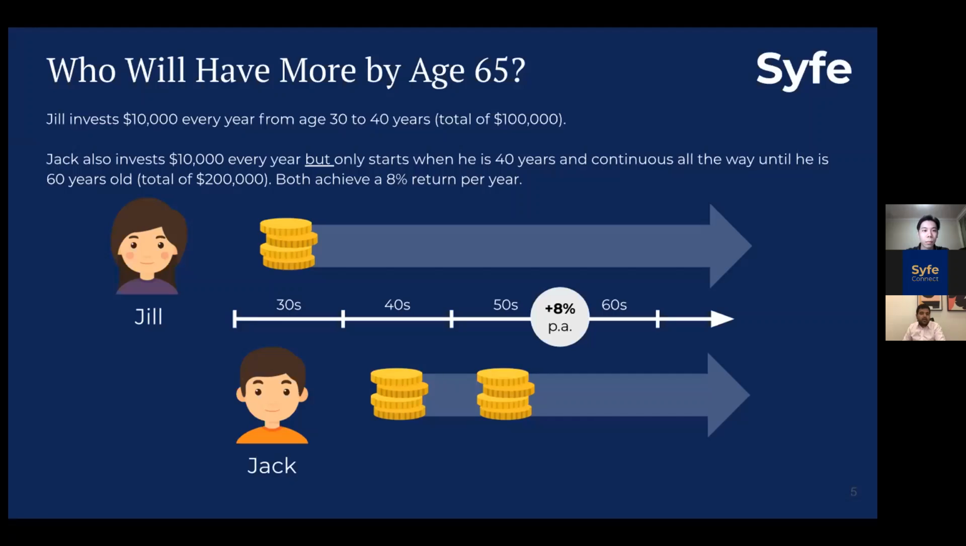Now the question for you is, who of them will have a higher net wealth by the time they turn 65? To put it very simply, they have the same rate of return, but Jill only invests for 10 years, between 30 and 40. Jack invests between 40 and 60. So if you guys can see, there'll be a quick pop-up if you would like to choose whether it's Jack or Jill.